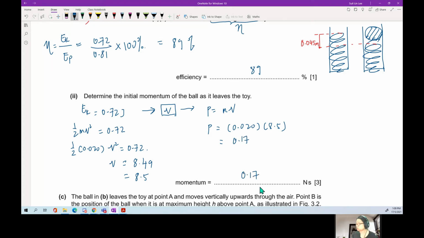So if they see half mv squared, they give C1 mark. If they see p is mv, they give C1 mark. So nice, if you get the answer and your substitution, the teacher understands, by teacher I mean the examiner. If the examiner understands, then you are okay, good to go. But please show working.